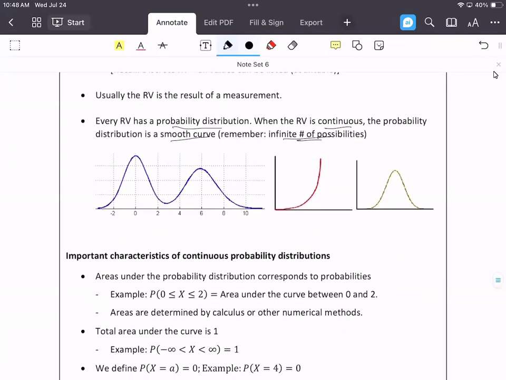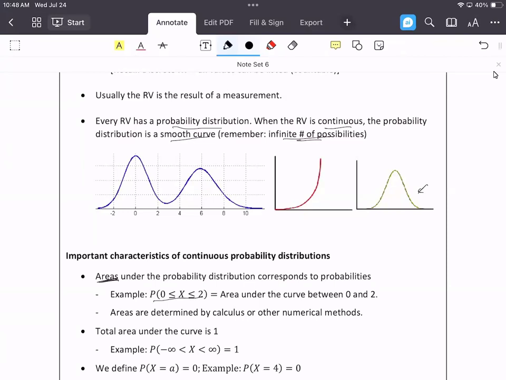The blue line here showing one possible, the red another possible, and then this greenish yellowish color here, depending on your screen. That may look familiar, and we'll be talking a lot more about that. That kind of looks like that normal distribution that hopefully you've seen before, but we'll be talking a lot about that very soon. Now, important characteristics of continuous probability distributions: the areas under the probability distribution correspond to probabilities.